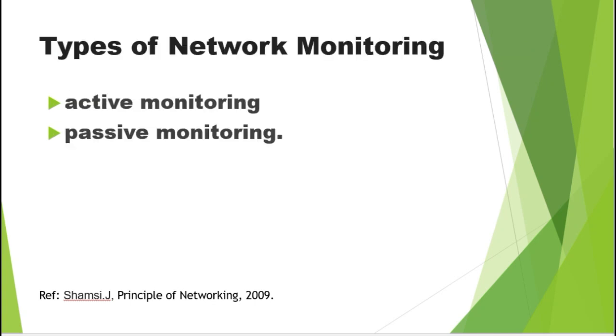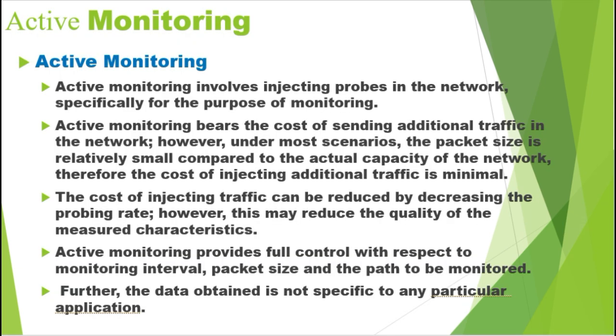Now that we've looked at the network characteristics that we want to monitor, let's look at the types of network monitoring. In general, for this syllabus, we categorize network monitoring into active and passive monitoring. Active monitoring involves injecting probes in the network specifically for the purpose of monitoring. That means we are adding additional packets into the traffic for measuring the network characteristics.